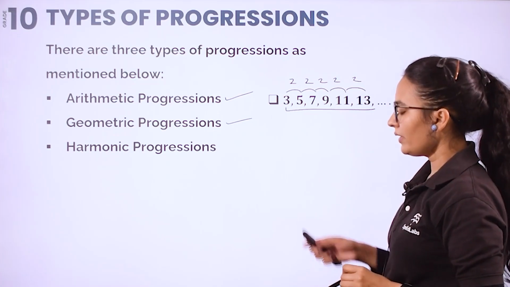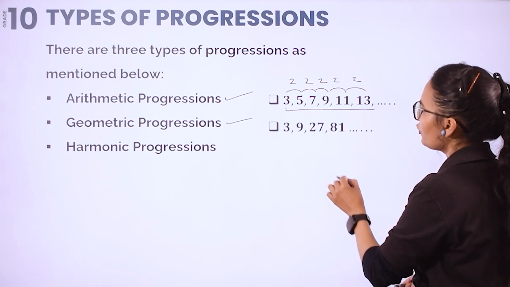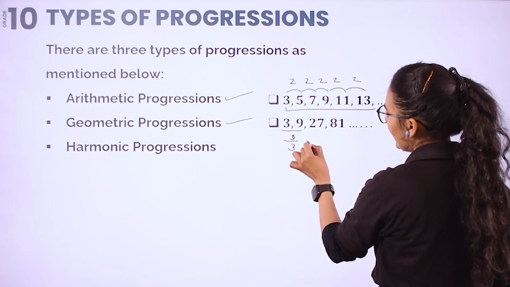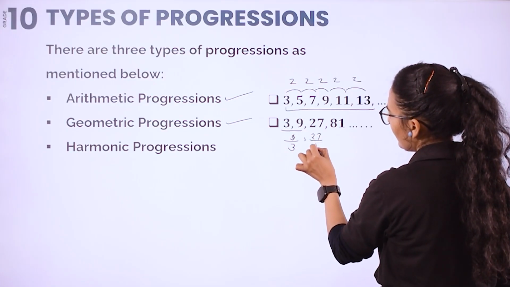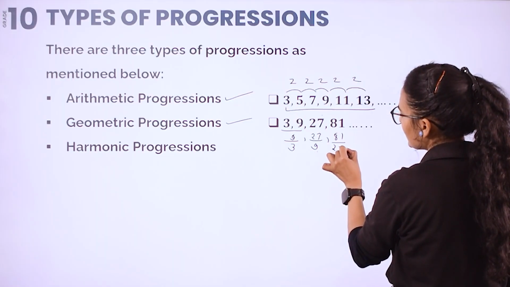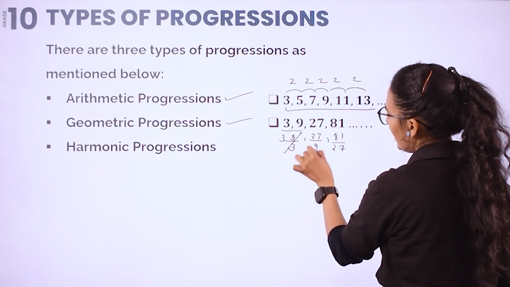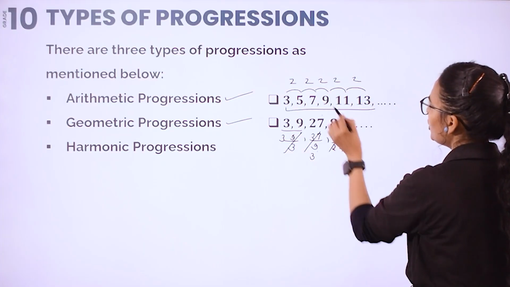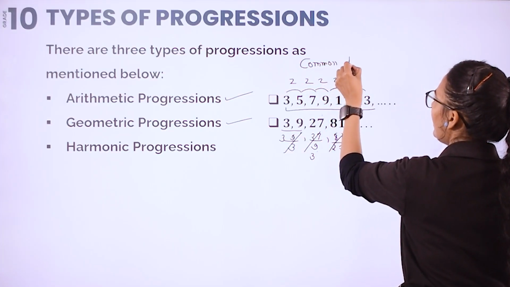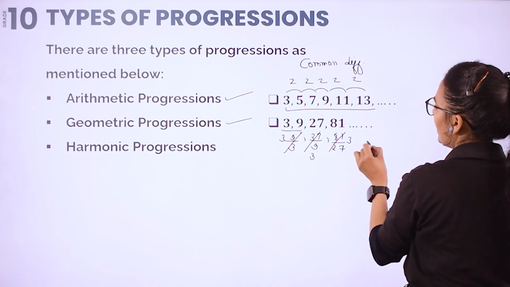Then there is geometric progression. So there is the concept of common ratio. Common ratio means 9 by 3, you will get 3. 27 by 9, I mean third term by second term, you will get 3 again. 81 by this. See, all are giving you answer 3, 3, 3. So this common ratio is there. Okay, here in AP there is common difference and in GP there is common ratio.